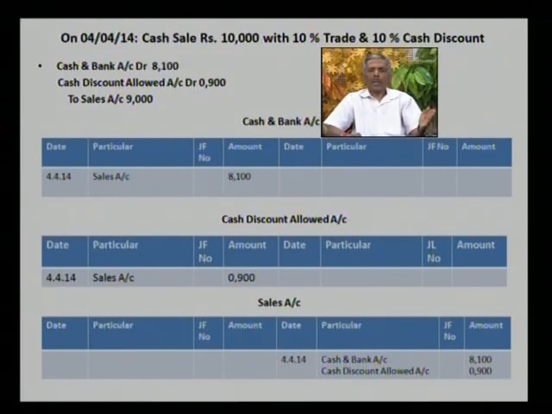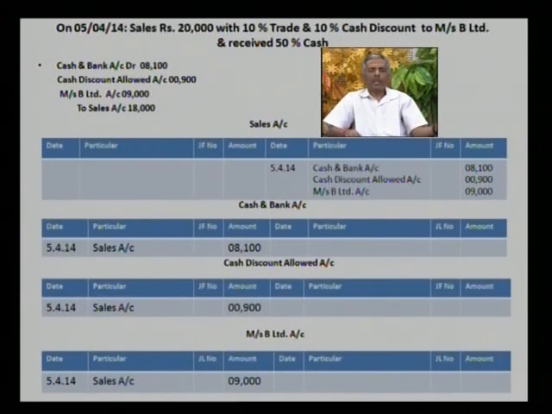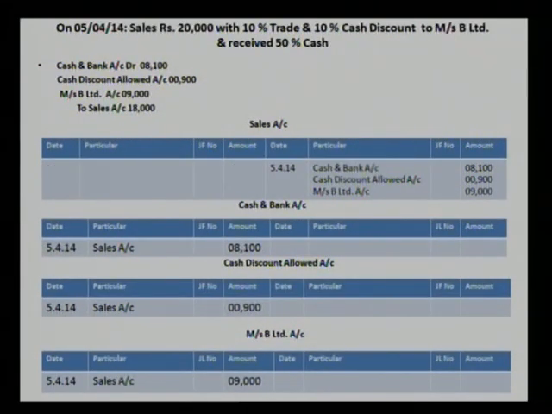We have to mention two names of the counter accounts. First one, the cash and bank account by 8,100 rupees, and cash discount allowed by 900 rupees. So by these two accounts, we have credited the sales account by the net amount of sales, that is 9,000 rupees.